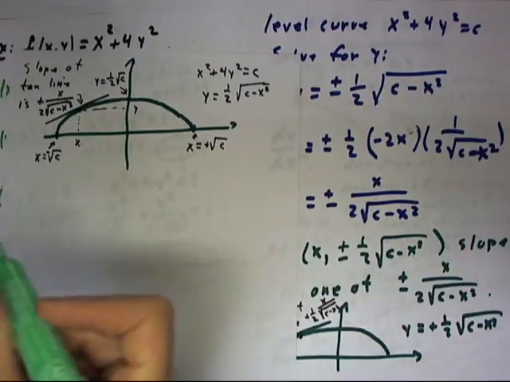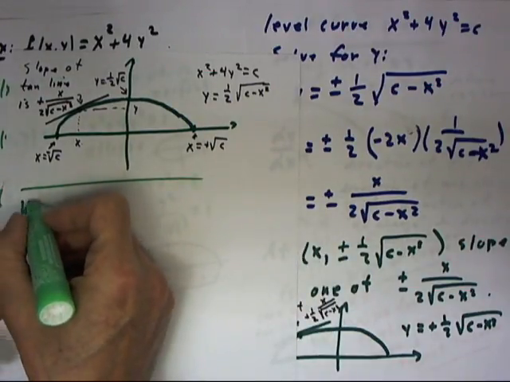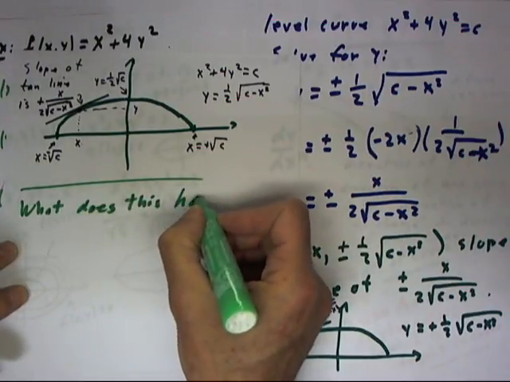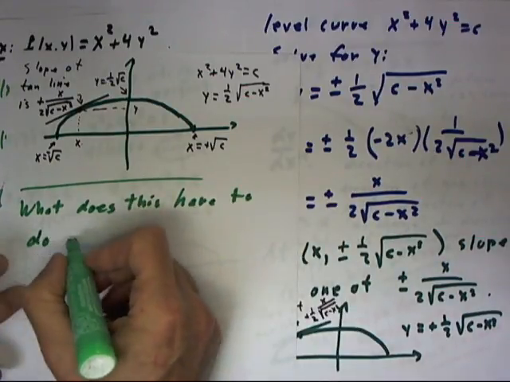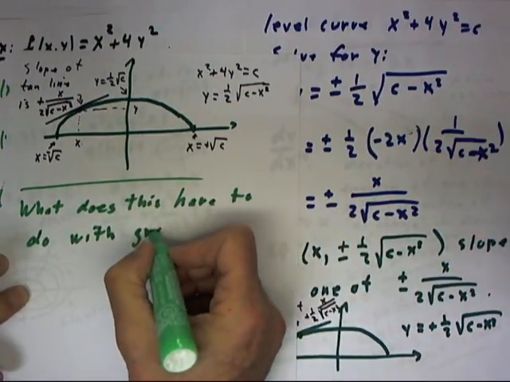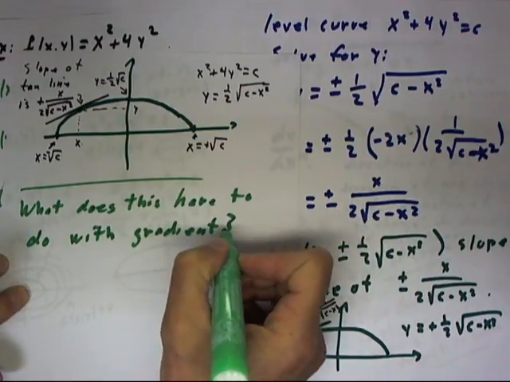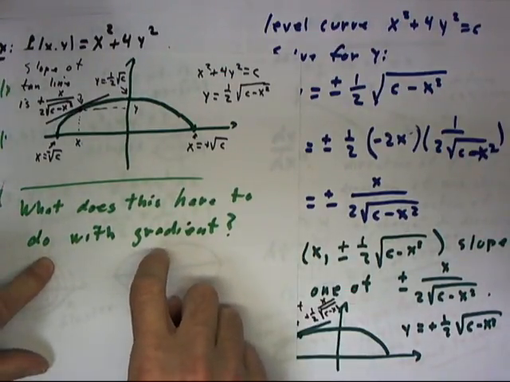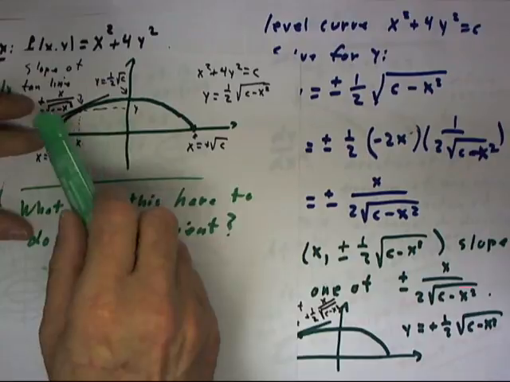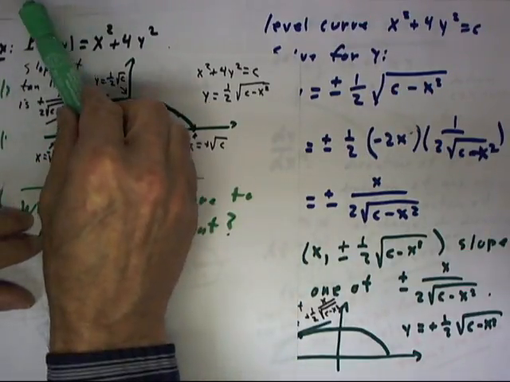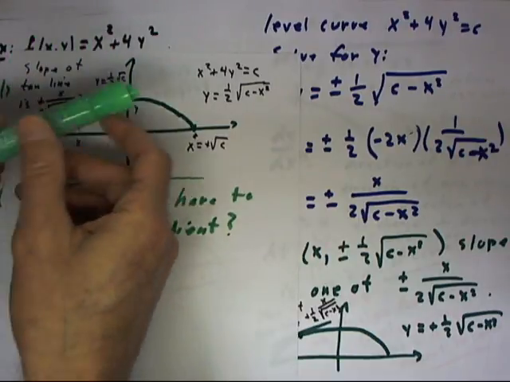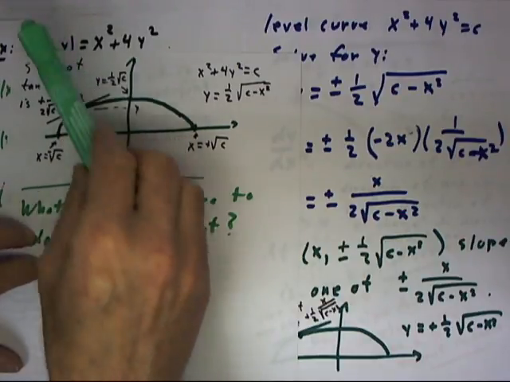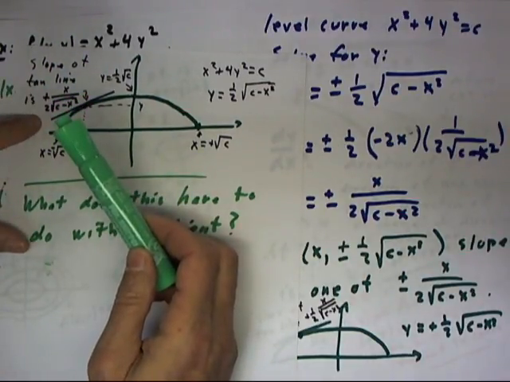At this point, you might be asking the question I'm going to pose next: what does this have to do with the gradient? Well, we're going to check that out in a minute. But what we expect is that the gradient of this function at this point should be a vector perpendicular to this tangent line, so that the slope of a line in the direction of the gradient should be the negative reciprocal of this slope.